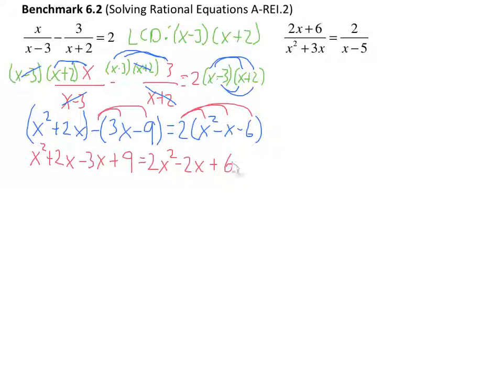Alrighty. Oops, I made a mistake. That's not a 6. What's 2 times negative 6? That should be a negative 12. So this should be over here, negative 12. My bad. Okay, make that a negative 12.